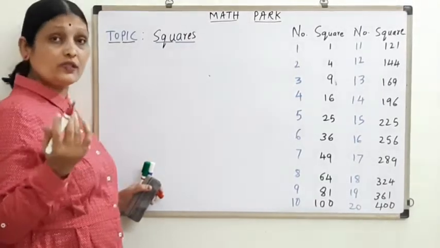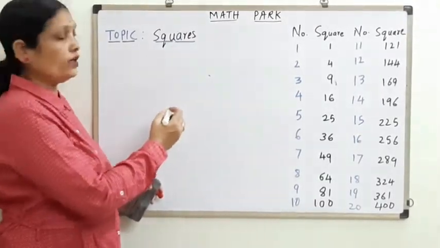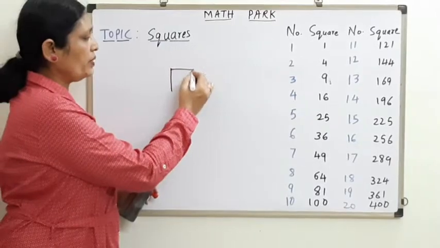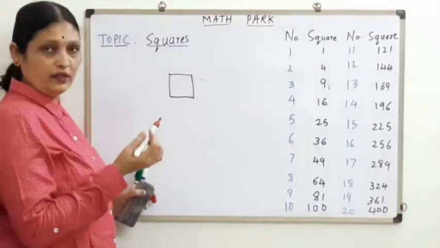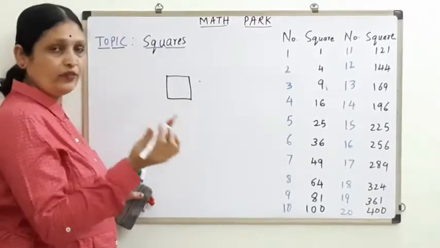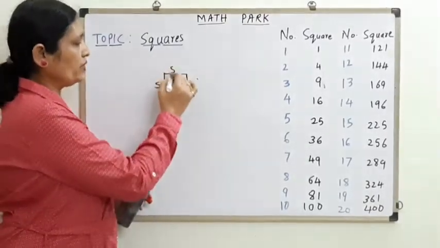Okay. Now what is a square? You must have learnt in small classes. A square is a 2D shape which has 4 sides and all sides are equal. So suppose you have to find the area of a square, we just find side into side.